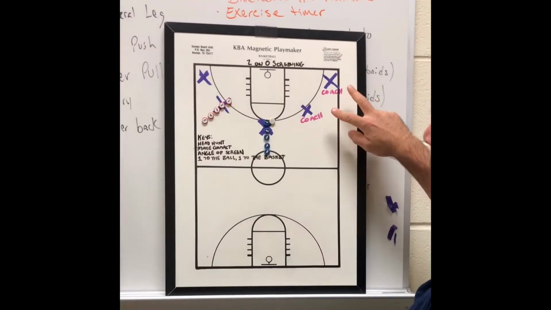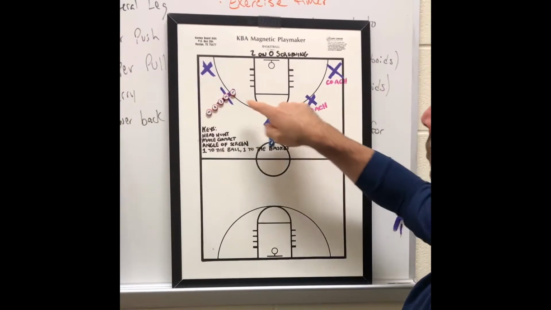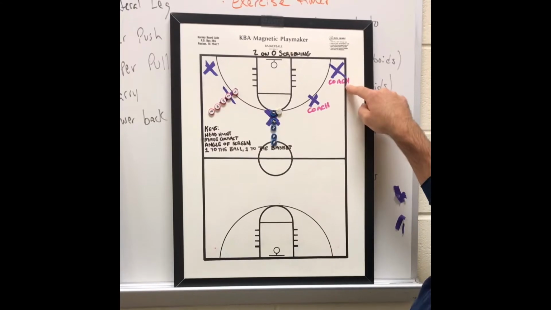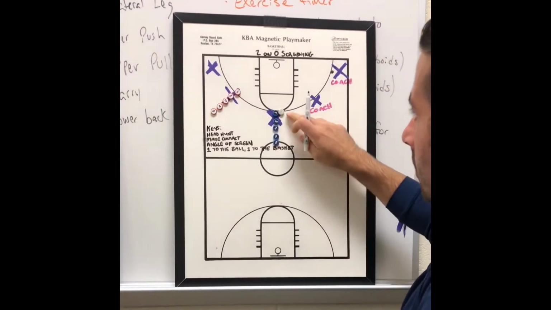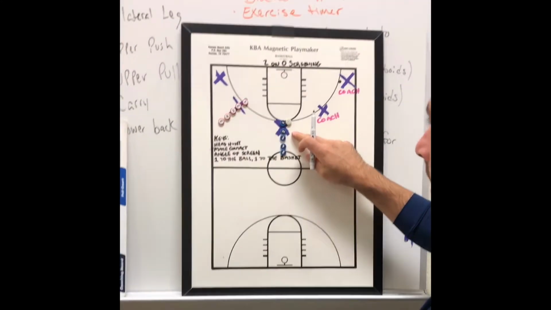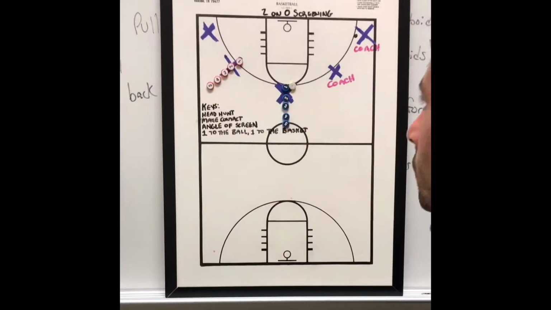In this example, there are 2 coaches, one on a wing, one on the baseline, and there are 2 lines of players. The coach who is on the baseline should have a ball with them. The players in blue are going to be the passing line. The players in white are going to be the players receiving the screen.